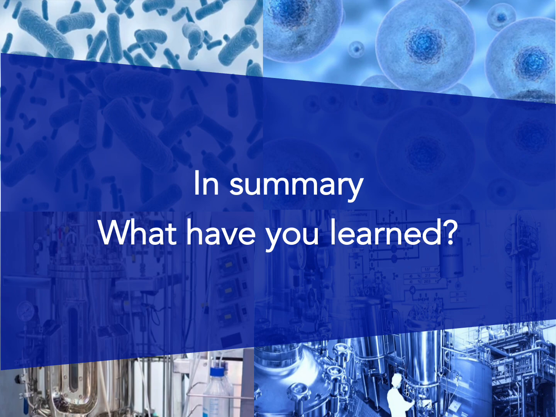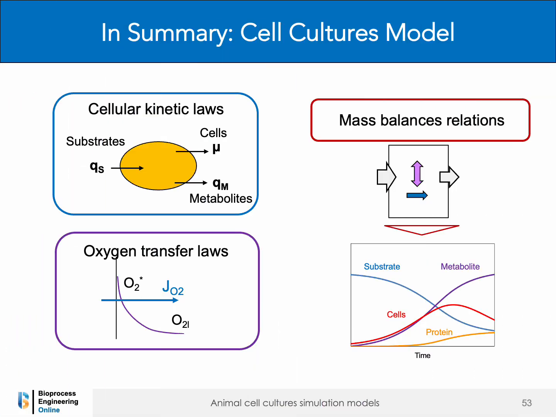In summary, what have you learned in this tutorial? In this tutorial, you learned the methodology for constructing a simulation model of an animal cell culture in a bioreactor, based on an analysis of the governing physical and biological phenomena. The main steps include selecting the kinetic laws that characterize the growth and metabolism of the cell line used, applying the thermodynamic and kinetic principles that describe oxygen solubility and transfer, deriving the model equations from mass balance relationships for the culture components, and finally solving the resulting system of equations to simulate the time-dependent cell culture dynamics.